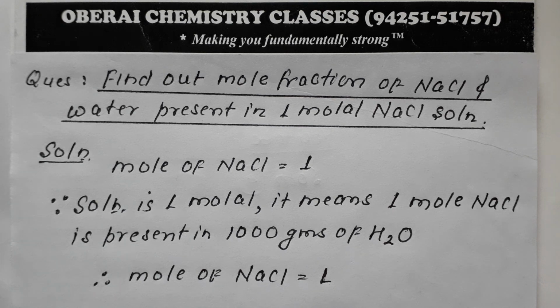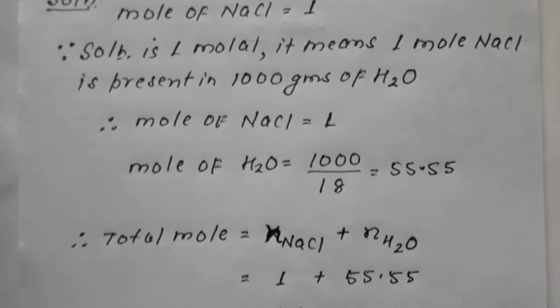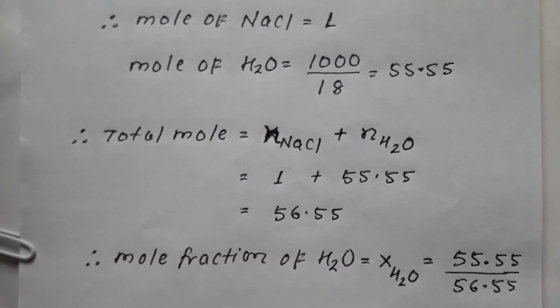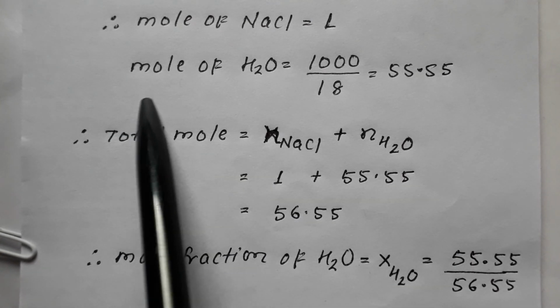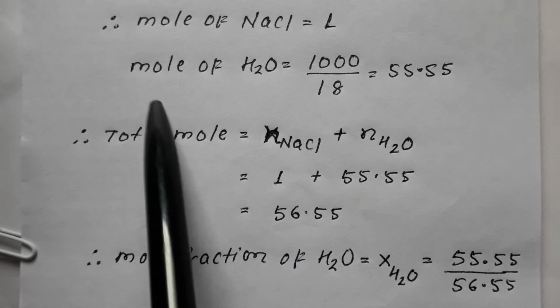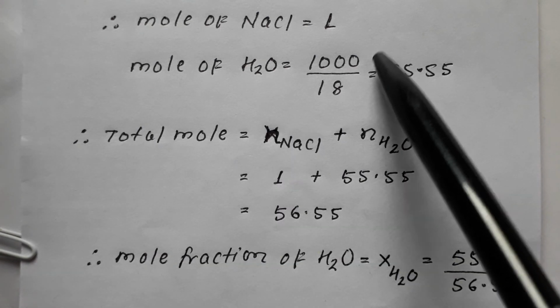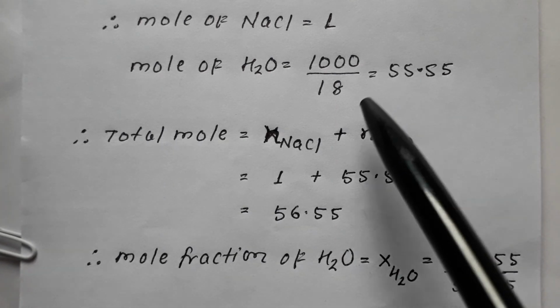What is the mole of water? We know the mole of NaCl is 1. Now we are calculating the mole of water. So mole of water is the weight of water taken upon its molecular weight.